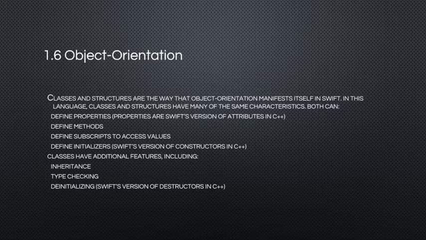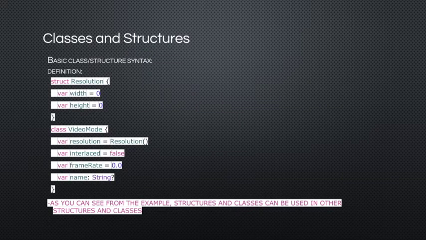They both can define properties and methods. They both define subscripts to access the values. They both have initializers, which are Swift's version of constructors. But classes actually have the additional functionality of inheritance, type checking, and deinitializers, which is Swift's version of destructors.